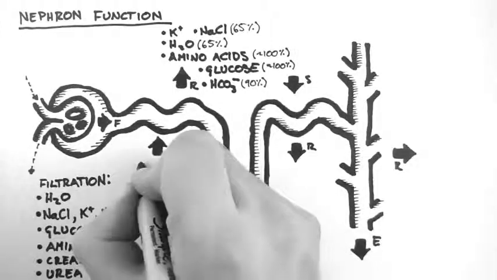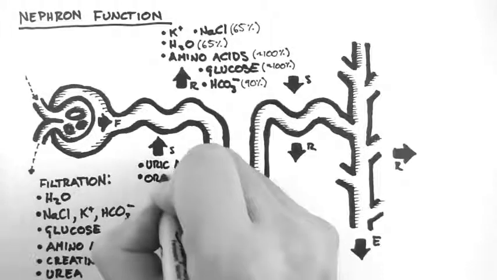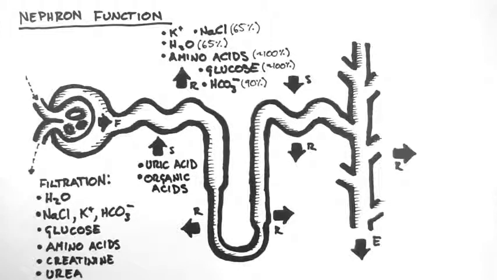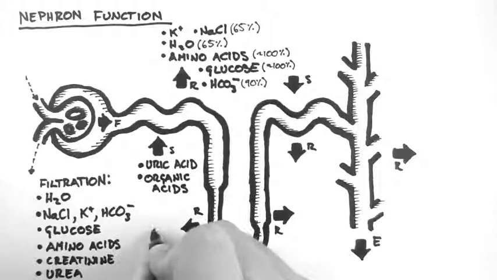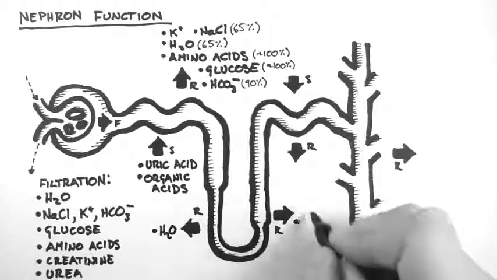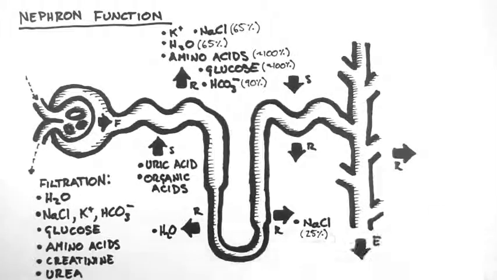Secreted in the proximal tubule are uric acid, which is another nitrogenous waste product, and also organic acids, which include many antibiotics. This is the way in which they are removed from the body. Now the loop of Henle is all about concentration of urine. It does this by reabsorbing water in the descending limb, which is highly water permeable, and then reabsorbing 25% of the filtered sodium chloride in the ascending limb. This means that what we are left with is a higher concentration of waste products such as urea.